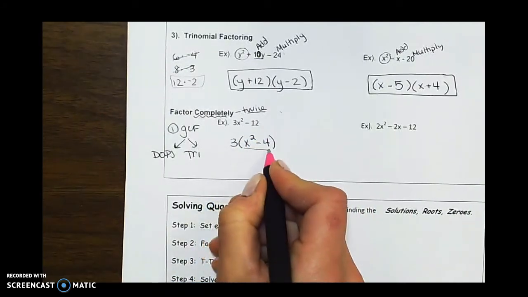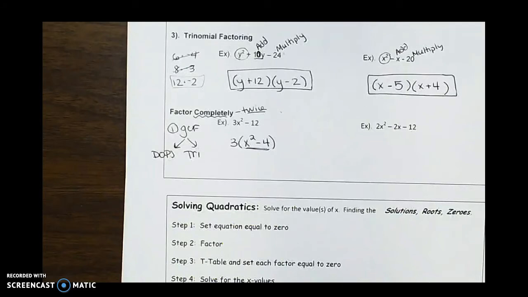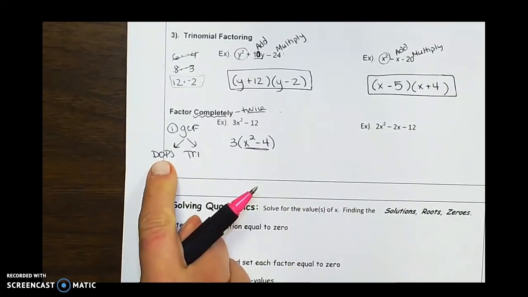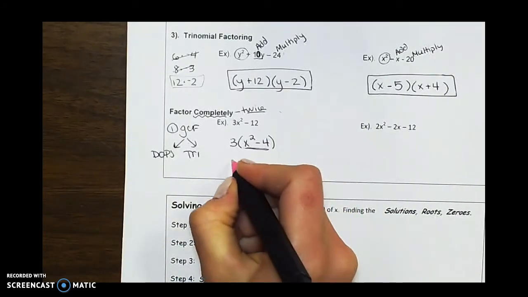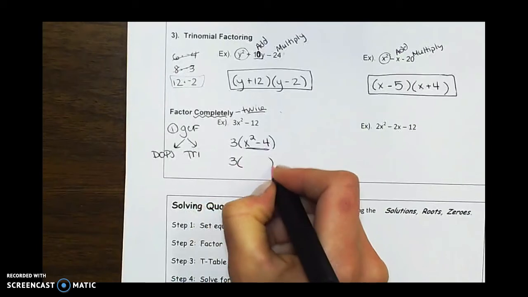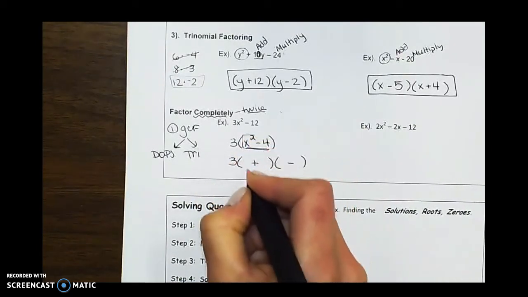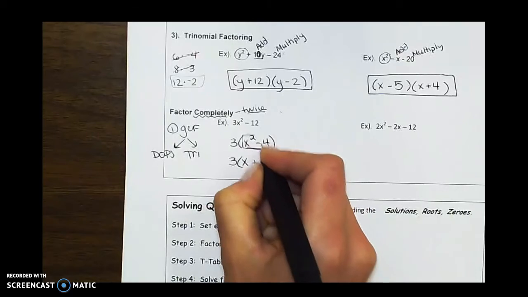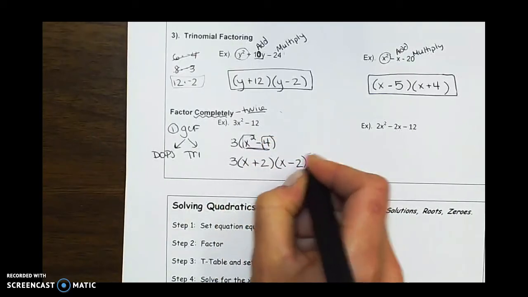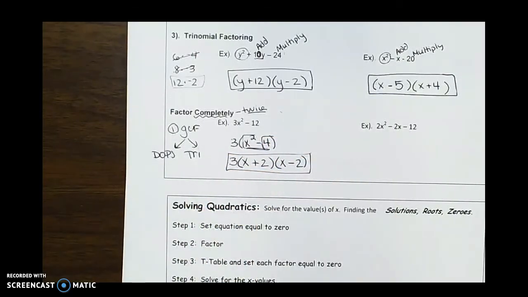Now we want to look inside of the parentheses. We want to factor this again. There's only 2 terms. They're both perfect squares, so I'm going to use the dots. So the 3 stays on the outside, 2 sets of parentheses. One gets a plus, one gets a minus. We take the square root of x squared. We take the square root of 4. And now we've got it.